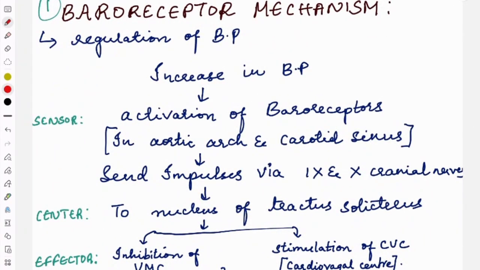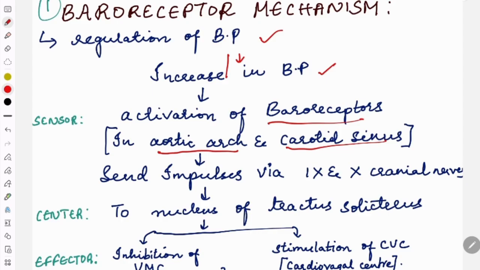So what exactly is the baroreceptor mechanism? It is a short term regulation type of BP, and it is responsible for regulating both increased and decreased BP. Once the BP is increased, what will happen? As the BP is increased, it will activate the baroreceptors. So what are the baroreceptors? These baroreceptors are present in the aortic arch and the carotid sinus.